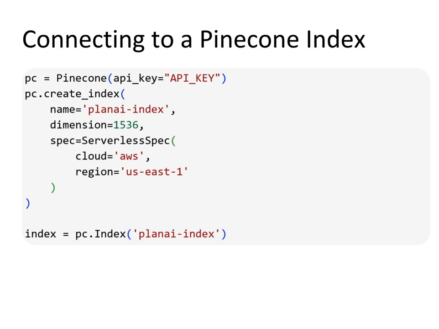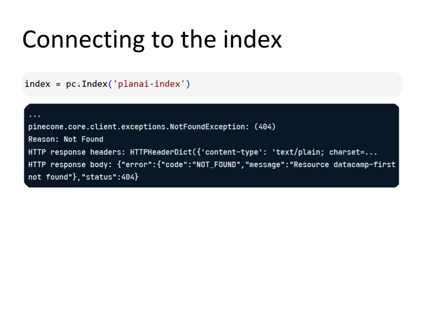Connecting to the index. So, once we've created the Pinecone Python client and set up a serverless index with our desired settings, the next step is to connect to that index so we can start adding and querying vectors. We do this with the client's .index method. Just pass in the name of the index. The resulting object, which we usually assign to index, comes with its own Python methods for interacting with the vectors inside.